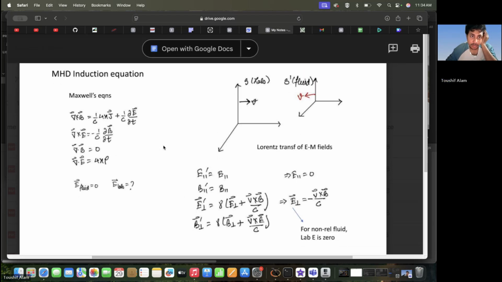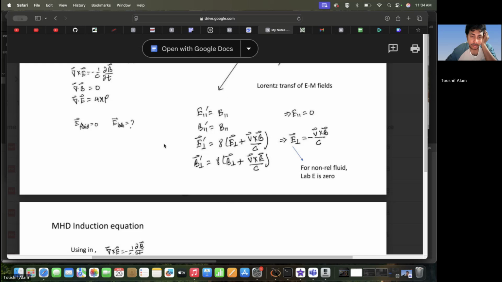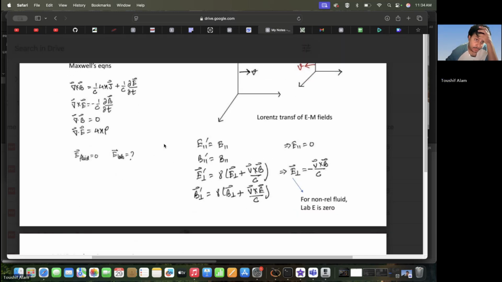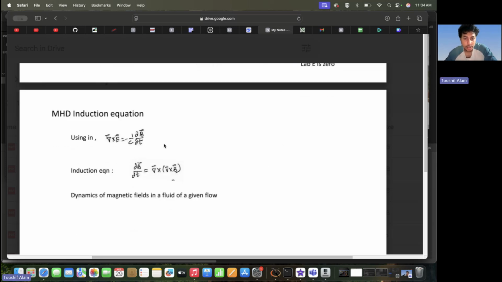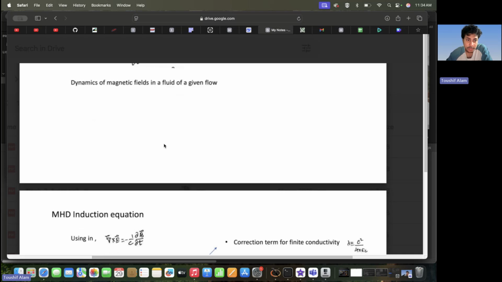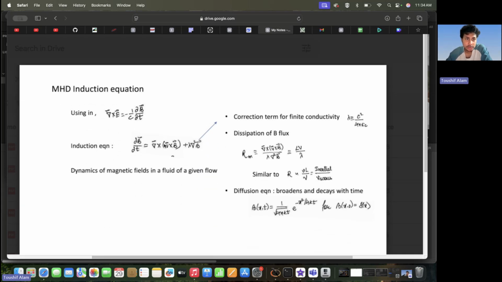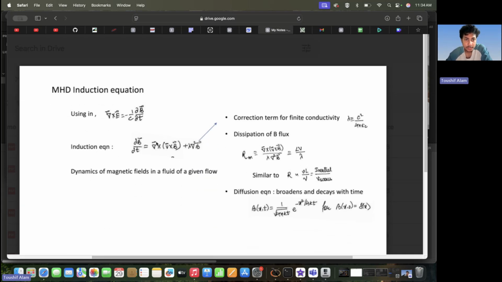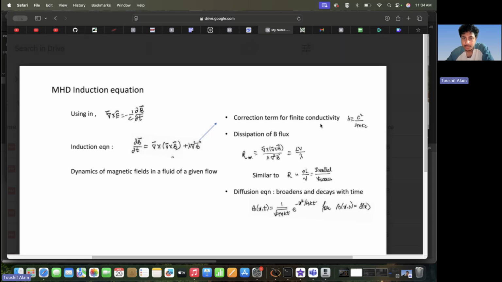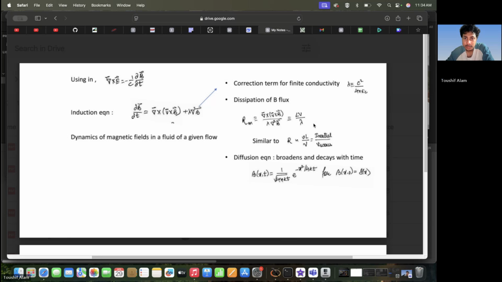Ideal induction equation: del B del t equals curl of v cross B. The magnetic fields in a fluid are given below. The resistive induction equation will be curl E is minus 1 by c del B del t. The induction equation is this, and we will get an additional term, lambda del squared B, the correction term for finite conductivity, where lambda is equal to c squared by 4 pi sigma. The distribution of B flux will be this, v by lambda similar to this, depending on the potential, decaying with time.